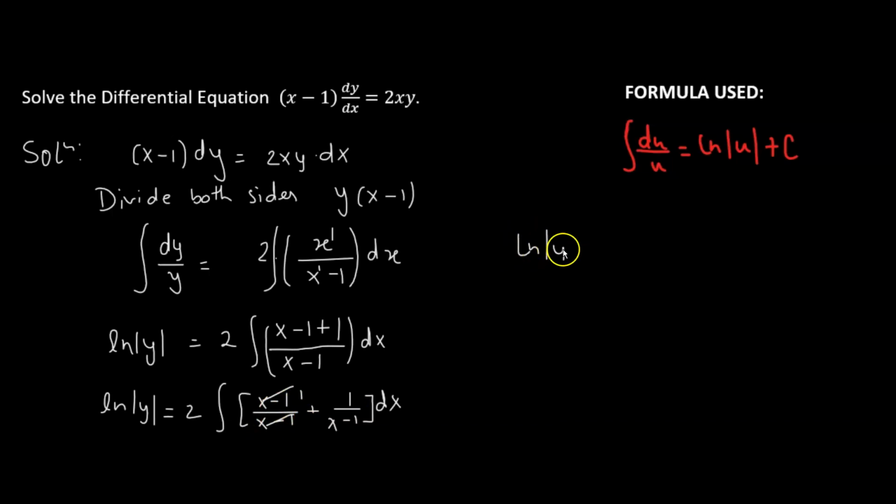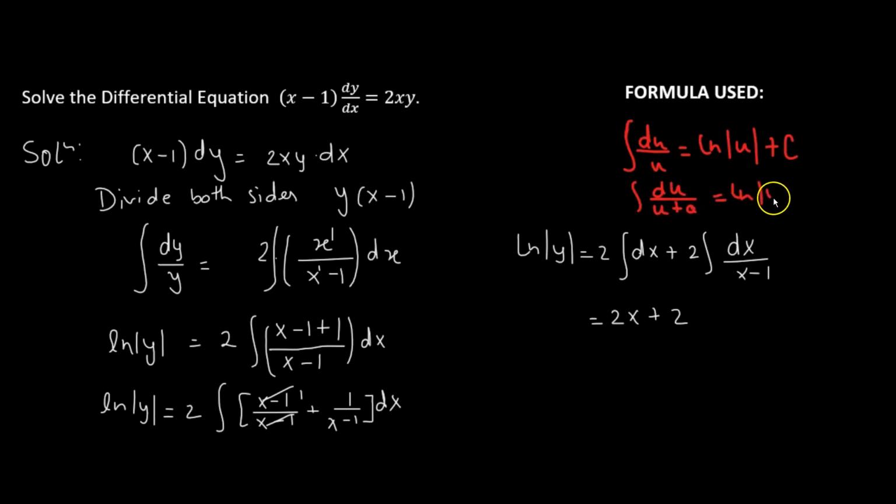So natural log of y equals 2 times the integral of dx plus 2 times the integral of dx over (x minus 1). That equals 2 times the integration of dx, which is simply x, plus 2 times the integration of dx over (x minus 1). Here we'll use the formula that the integration of du divided by (u plus some constant a) equals the natural log of (u plus a) plus the constant of integration c. So we have natural log of (x minus 1), where a is negative 1, plus the final constant of integration, which is c.